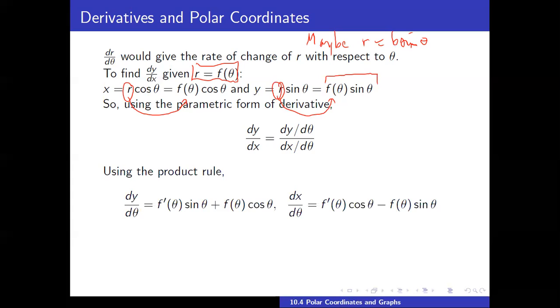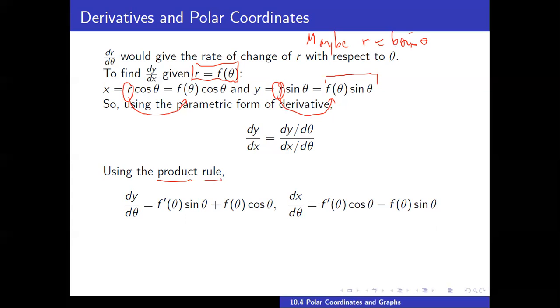times, which means we have to use the product rule, correct? So do you see where this is coming from? dy d theta is going to be f prime of theta times sine of theta, that's the derivative of the first times the second, plus the first, which is f of theta, times the derivative of the second. Well, what's the derivative of sine theta? Cosine theta, yeah? So that's what dy d theta ends up being.